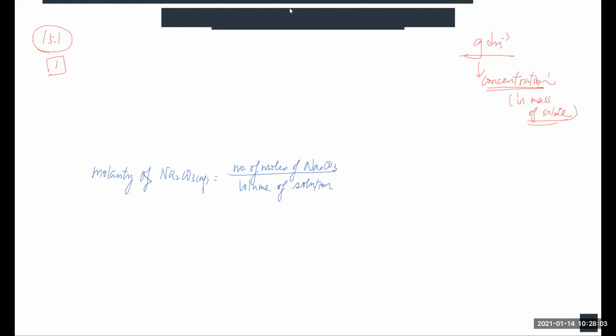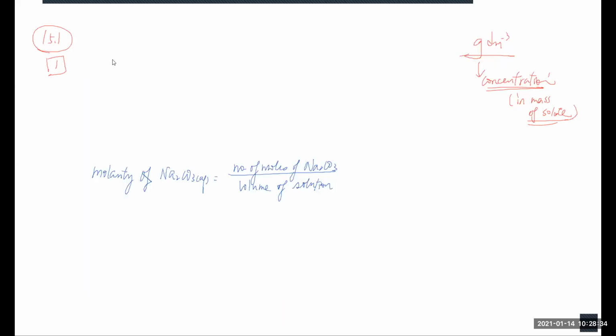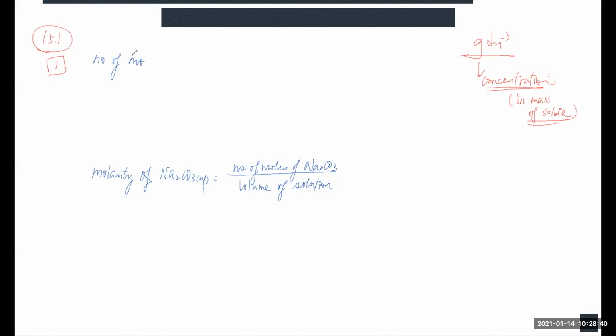So the numerator this time you cannot find it, right? So you have to solve it now. The first thing that you need to do is to write the number of moles of Na2CO3 first from the given data.